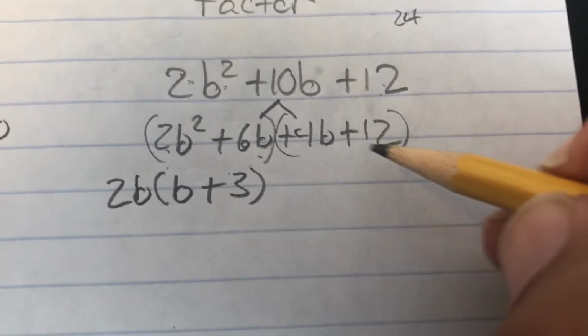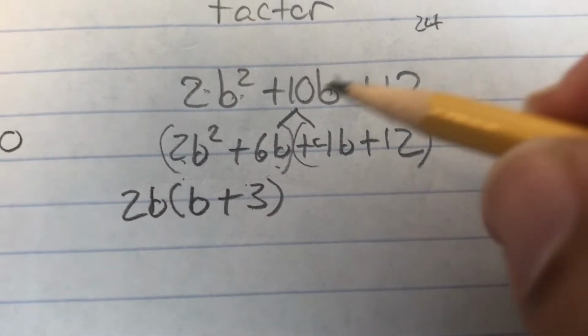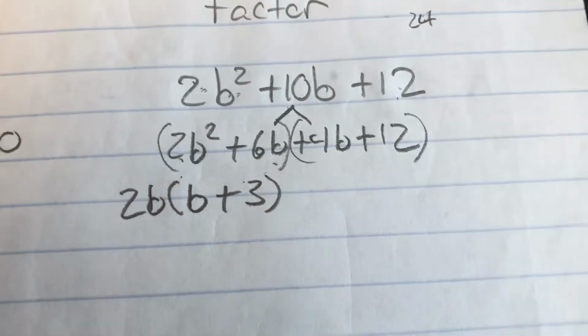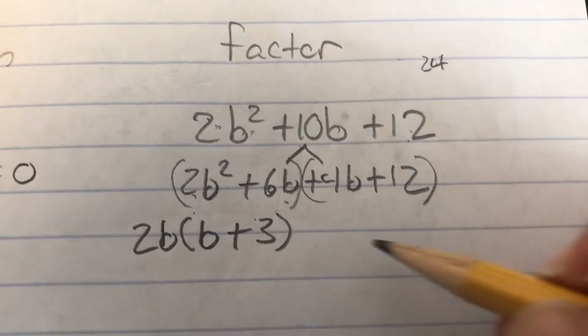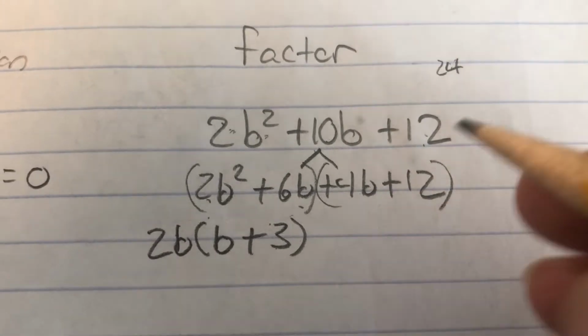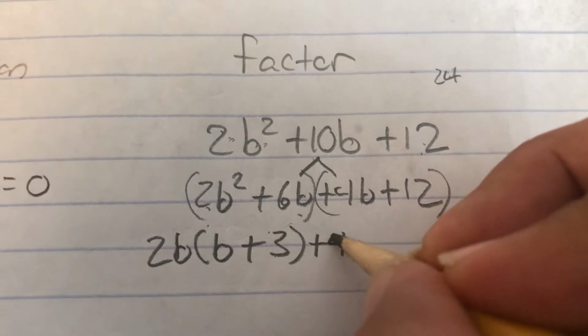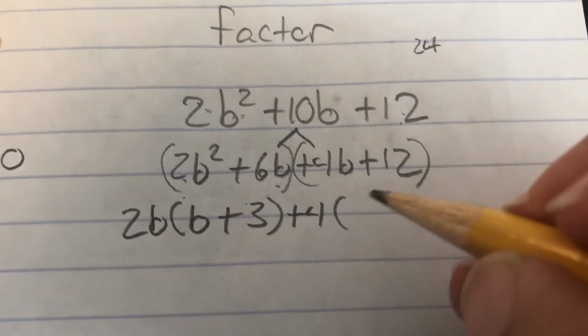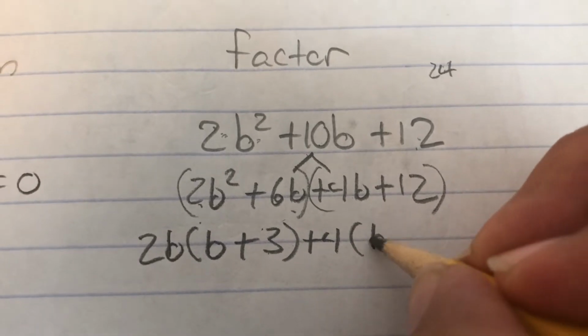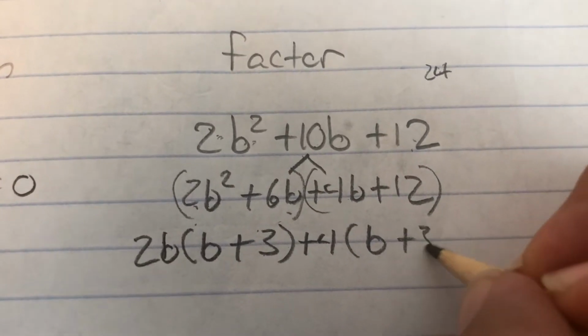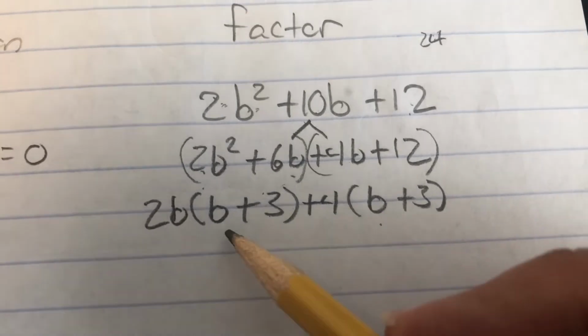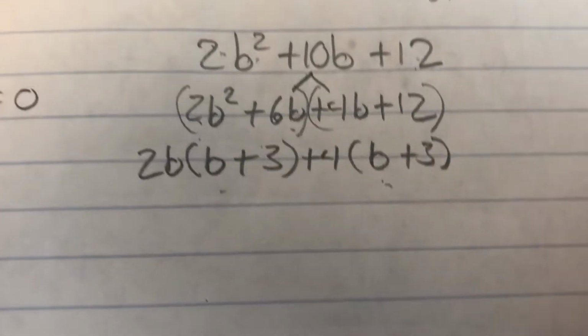Now here, our goal is to make this one look exactly like that one. If we do it correctly, they'll both be exactly the same. So we're going to factor out a 4. If we factor out a positive 4 out of this side, we're going to get a b and a 3. Seeing as though these two ended up exactly the same, I have done everything correct.